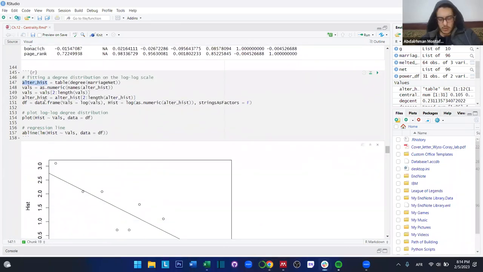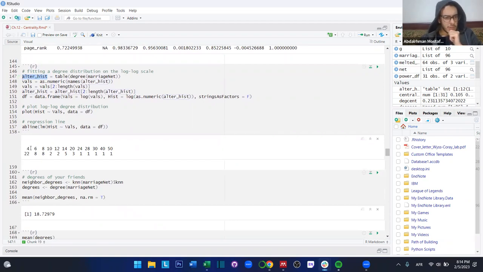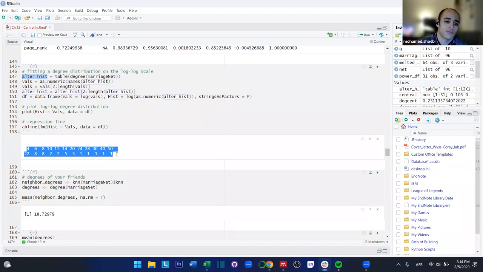So this is what you wanted me to do, right? It's the degree centrality for each family, basically. So you see the function table. What table does is calculate the number of families with the same degree centrality. So here you have 22 families with a degree of 4. And then you have only one family with degree equal to 40. Okay, it makes more sense now.